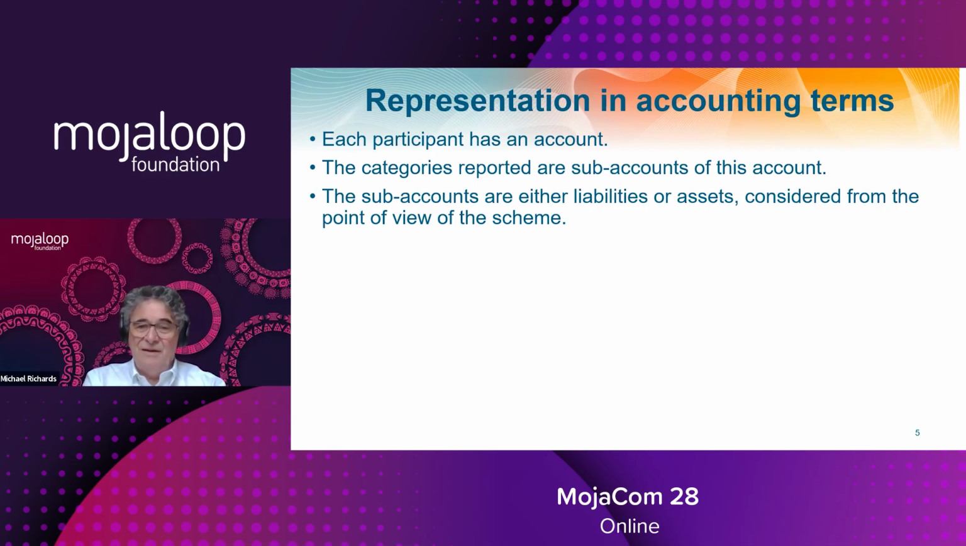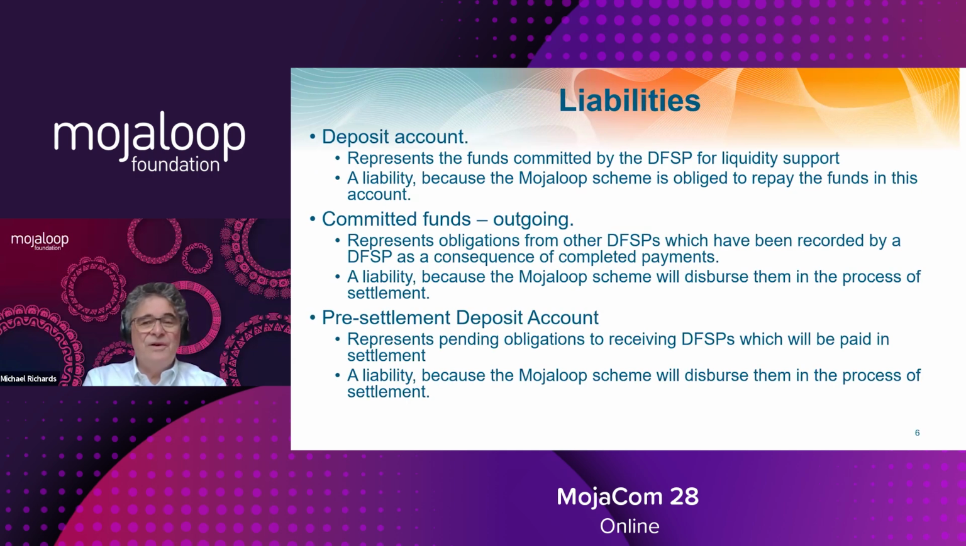Now, looking at the categories, sub-accounts in that context, we go first to liabilities. And we have a deposit account, which, again, the names of these accounts are subject to discussion. They will probably not be called this eventually. This is a working title for the account. Deposit account represents the funds which the DFSP has committed for liquidity support. And it's a liability because eventually the Mojaloop scheme will need to repay the funds in this account.